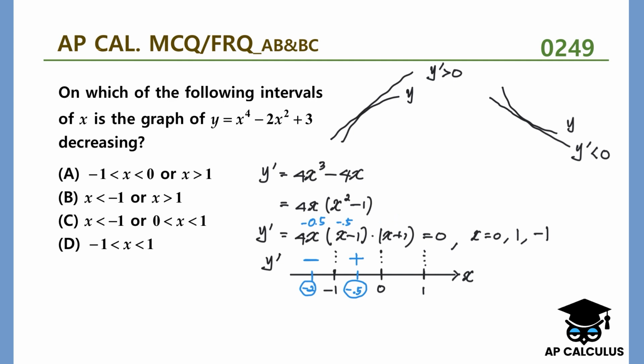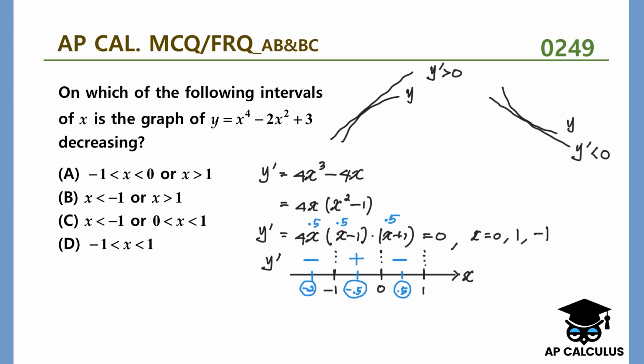Next we're going to substitute any number between 0 and 1. Let's say positive 0.5. Here 4x is positive, 0.5 minus 1 is negative 0.5, and 0.5 plus 1 is positive. Positive times negative times positive is negative.